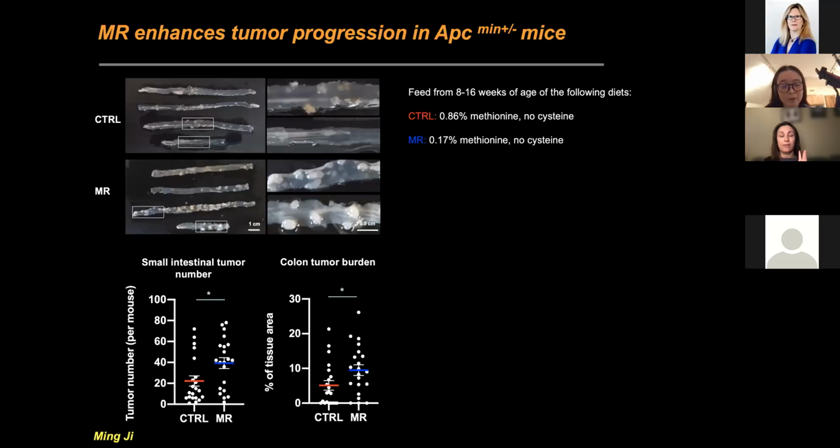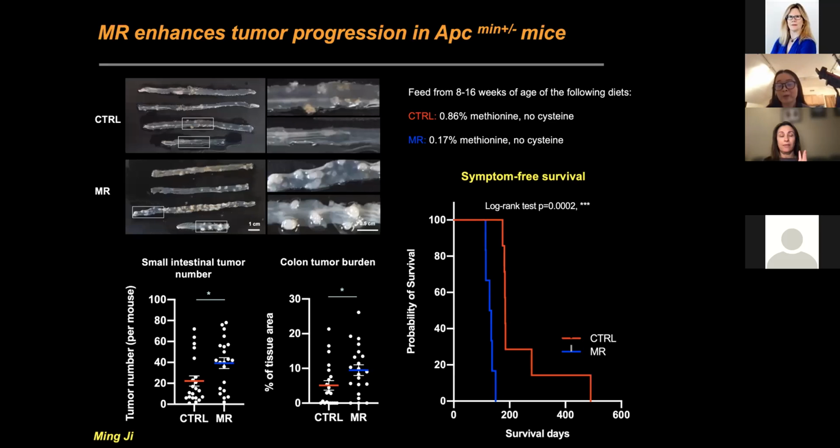However, Min Ji, the postdoc who is leading this project, was surprised to find that mice fed with the methionine restricted diet actually had an increased tumor number in their small intestine, as well as increased tumor burden in their colon. What is most striking is that APC min mice have clinical phenotypes starting when they are about 4 months old. They have rectal bleeding, increased body weight, and a number of other clinical signs. We were required to remove these animals from our study based on our animal protocol.